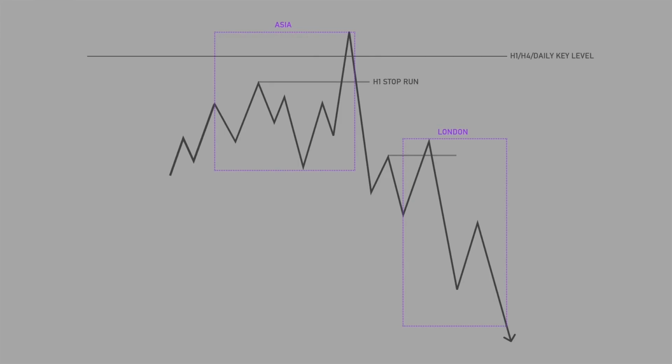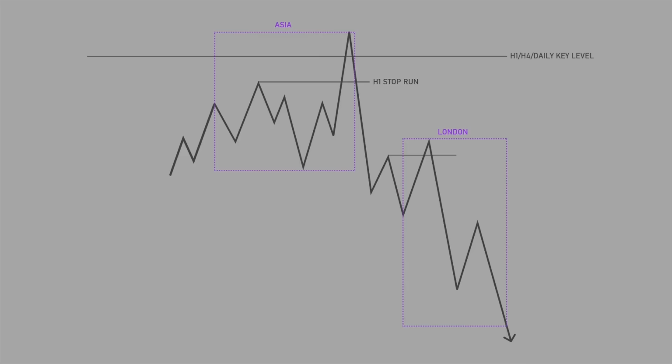What you can see here is the Asia session manipulating, or running, an H1 high into a higher time frame key level. So we have an hourly stop run into an H1, H4 or daily key level. That's the first important thing you want to look out for: a manipulation into a key level. Then you want to see price displace from the level, and we want to see an M15 or hourly change in order flow happen.